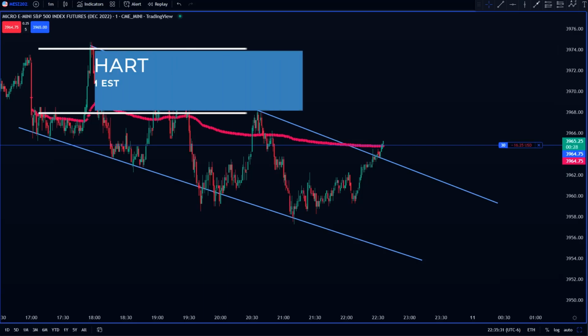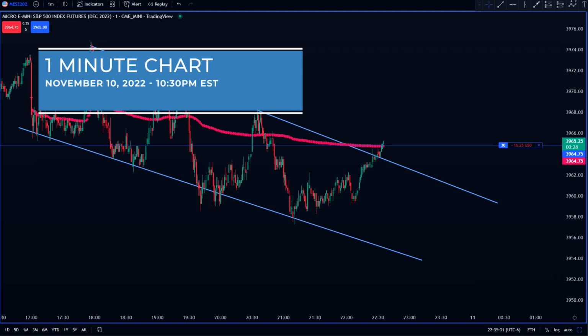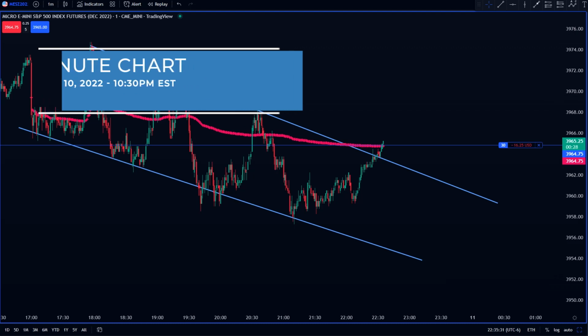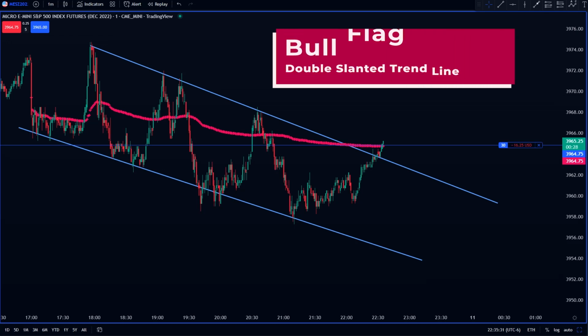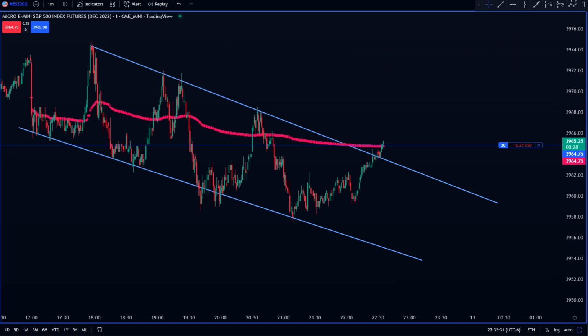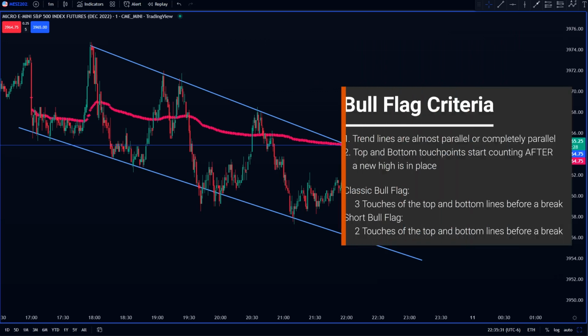Here we have a 1-minute chart of the micros on November 10th, 2022 at 10:30 p.m. EST. We're looking at a bull flag, which falls under the umbrella of the double slanted trendline pattern. So what are the criteria for a bull flag?